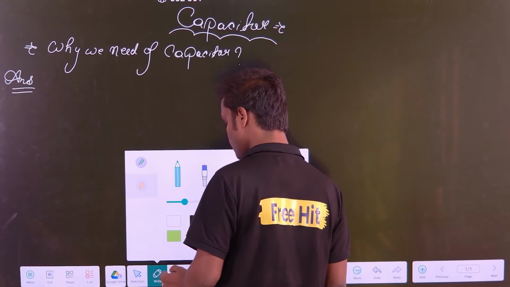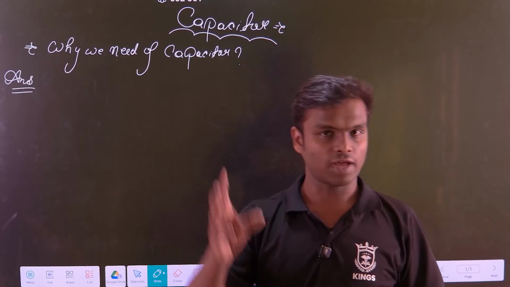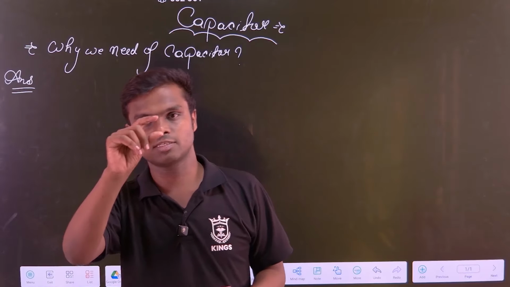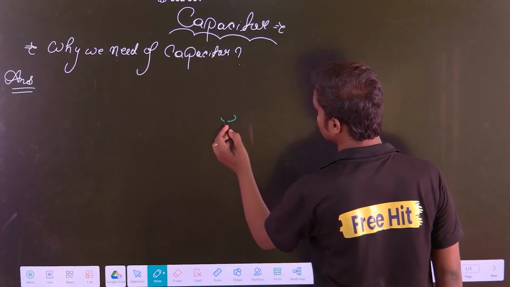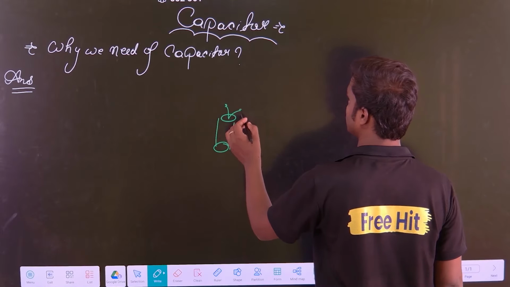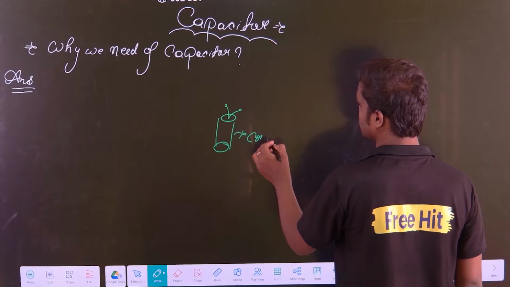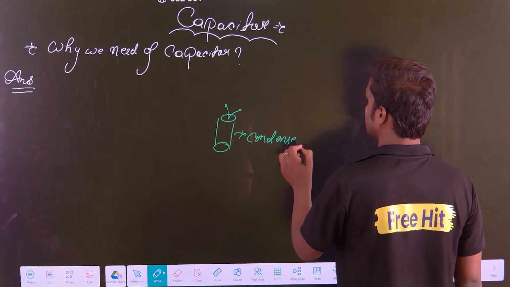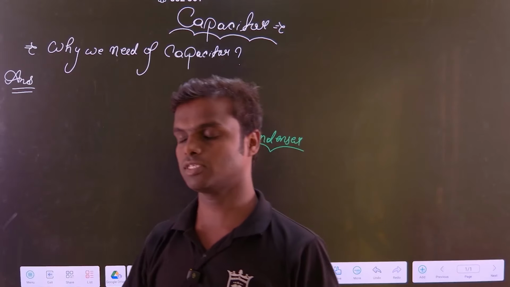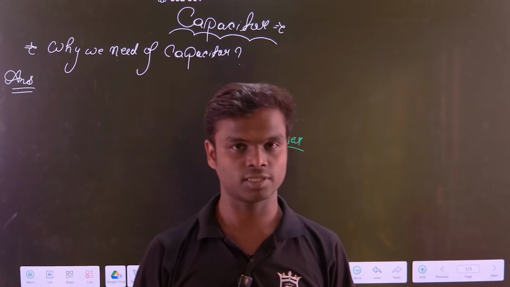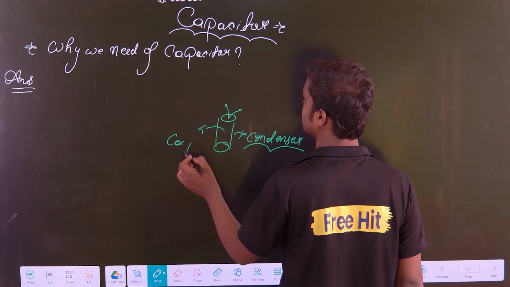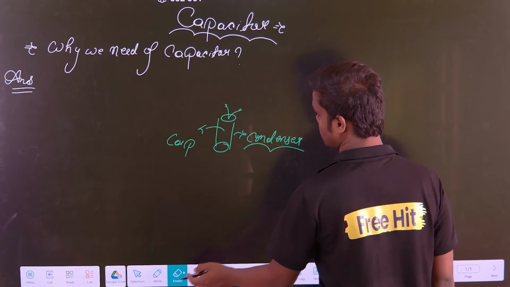Suppose we have a fan. I think everyone has seen there is a small cylinder like this present in the fan, with terminals like this. People used to call this a condenser. Whenever the fan rotates slowly or the speed of the fan reduces, people say okay, change the condenser, replace it with some other condenser. What is this condenser basically? This condenser is nothing but a capacitor.